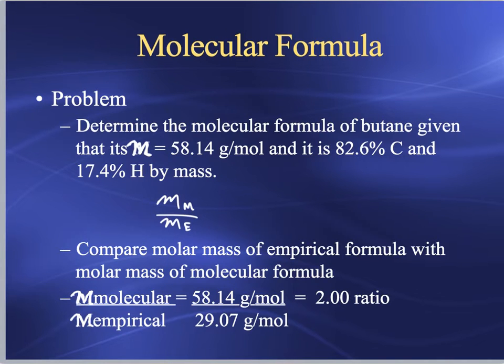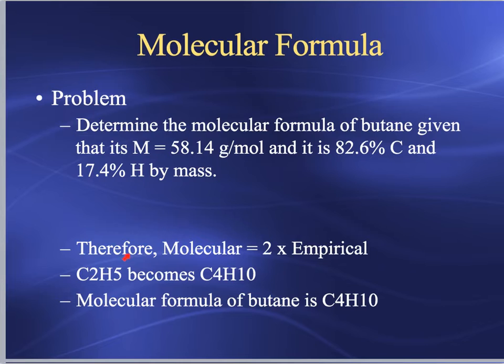So what's that going to mean? Well, basically that means your molecular formula is 2 times that of your empirical formula. So my empirical formula for this was C2H5, and then I found out my molecular formula is double that. It's going to be C4H10. Okay, and that's the molecular formula for butane. And that's how you find it. So really the only extra step now is comparing the molar mass of the empirical formula with that of the molecular formula. And the molecular formula one is given to you in the problem.